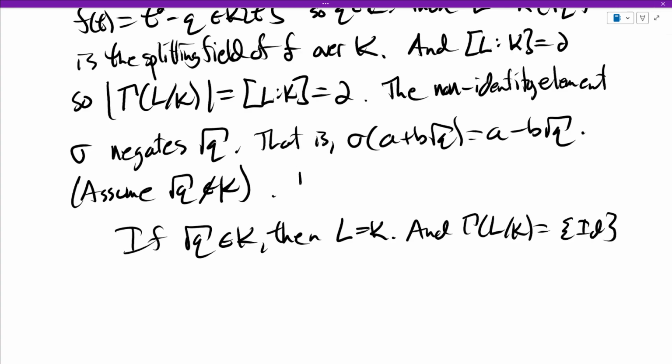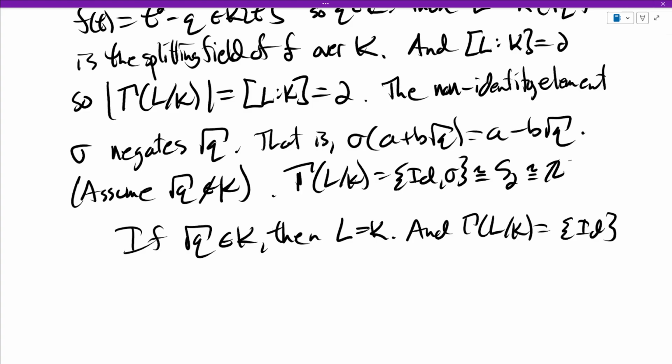In this case, the Galois group is identity and sigma, which is, I know there's a lot of different ways of writing it. It's S2, or it's Z mod 2, or it's mu2, however you like to think about it.